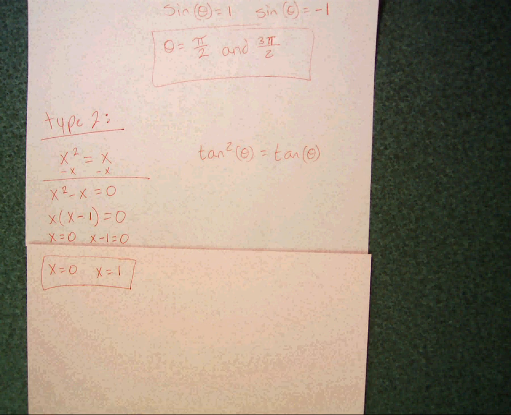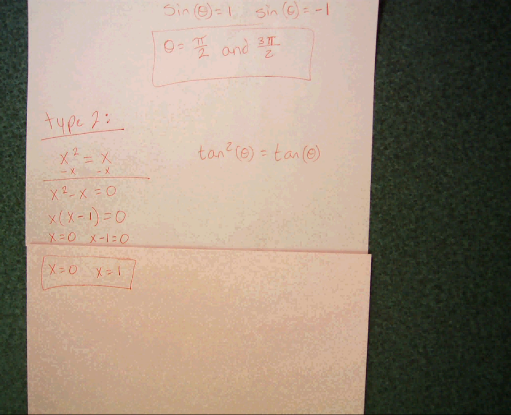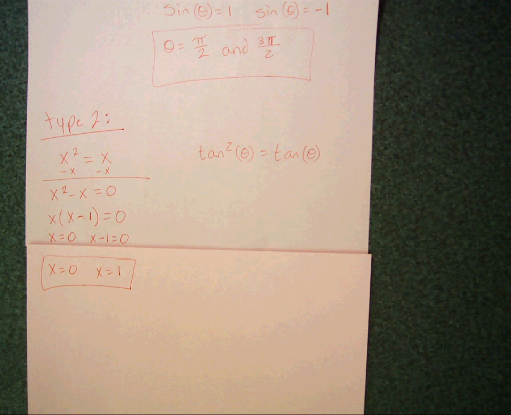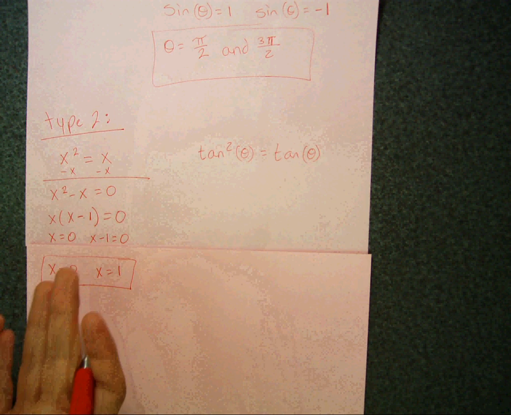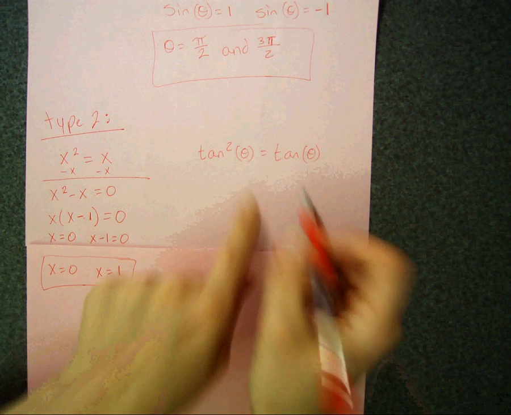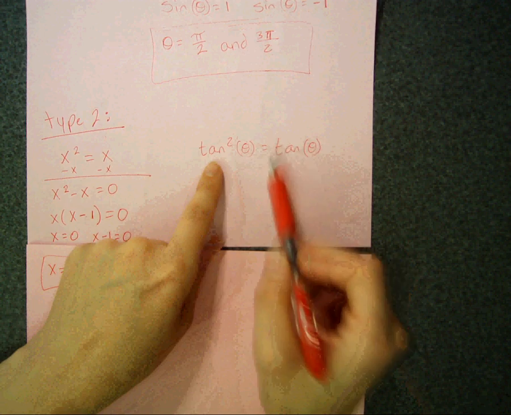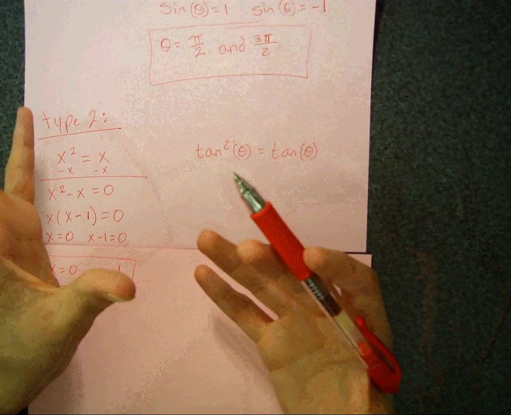Alright, now the same thing relates to trig functions. So, let's say I have tangent squared of theta is equal to tangent of theta. And I'm not going to restrict it. No interval. Alright? No interval. I want every single value of theta in the world that would make this true.